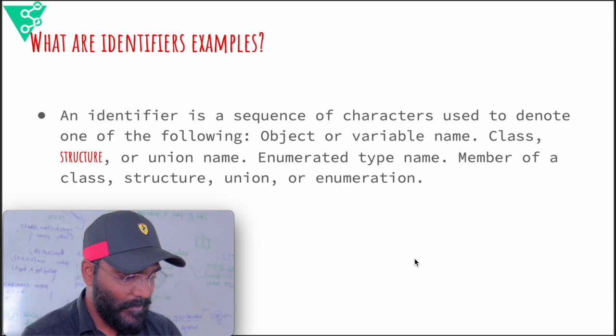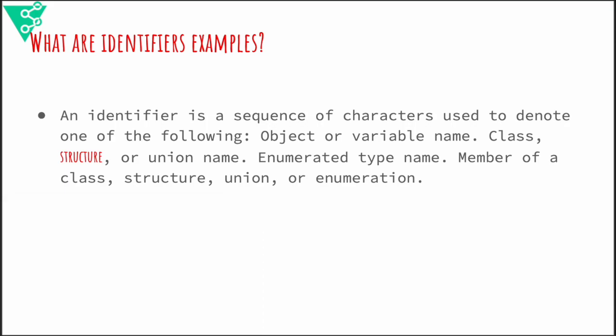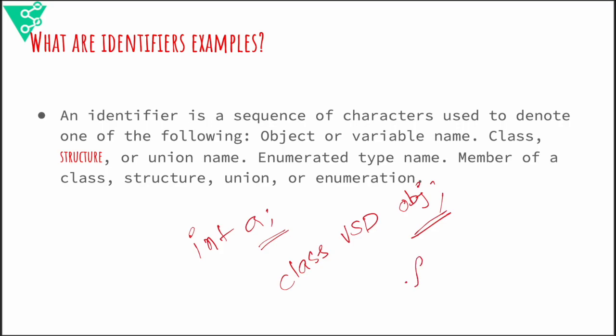Now take a look at an example. A simple example: int a, this a is an identifier. Likewise, if you have a class vsd, and then you have an object obj, so this obj is your identifier. Likewise, you can declare identifiers for enumerators, for basic data types, and so on.